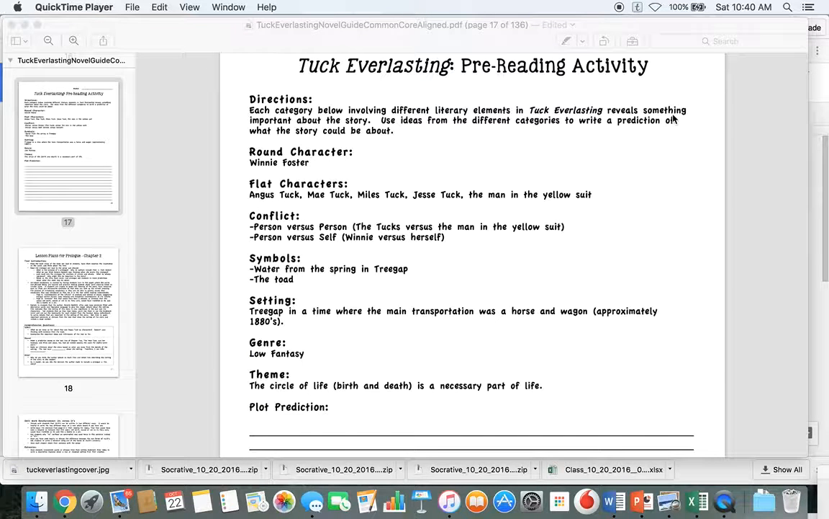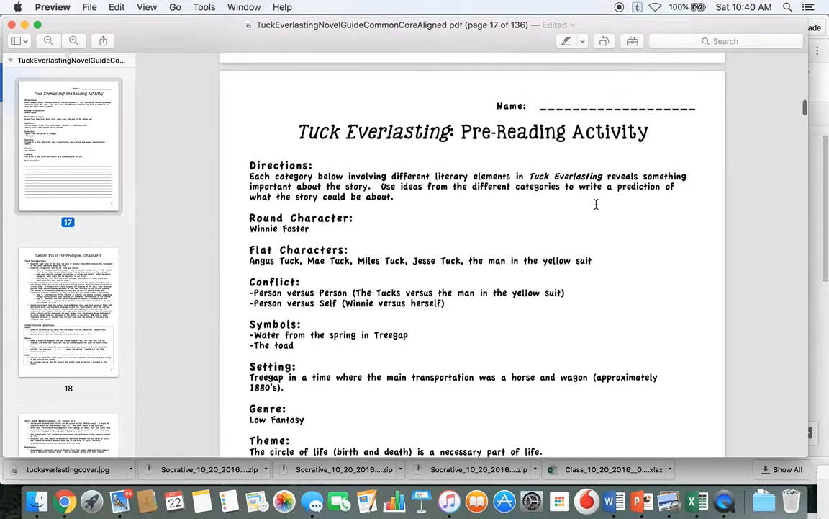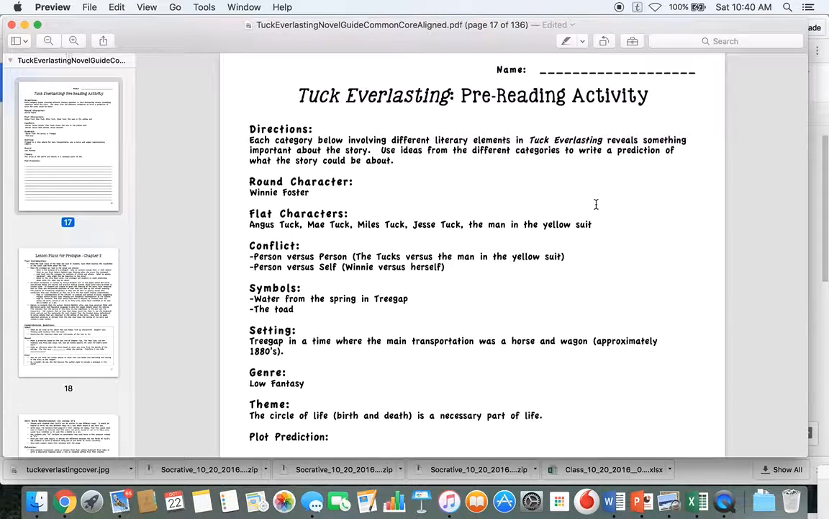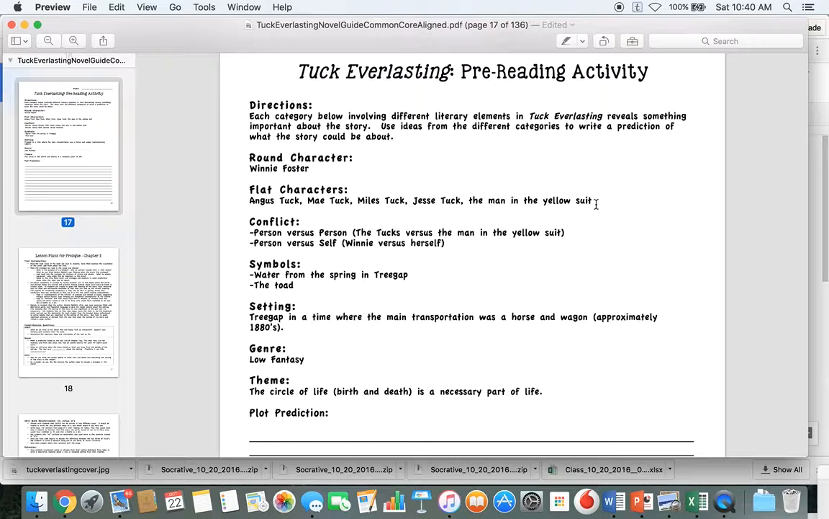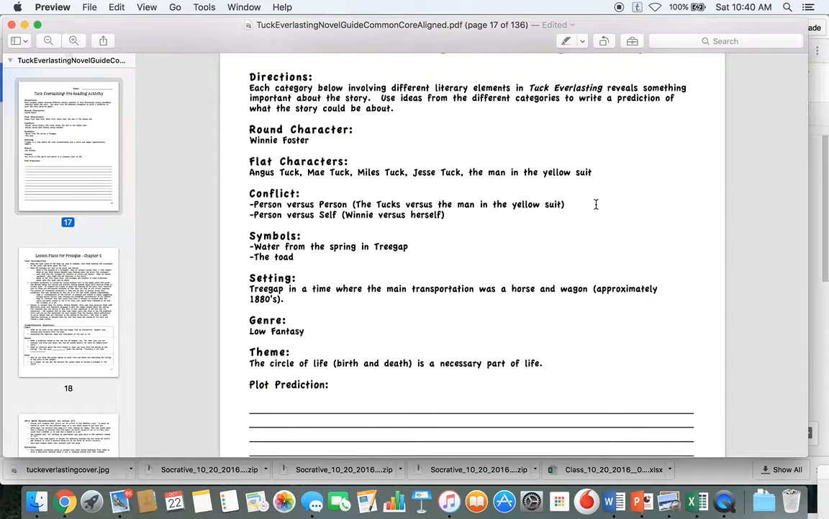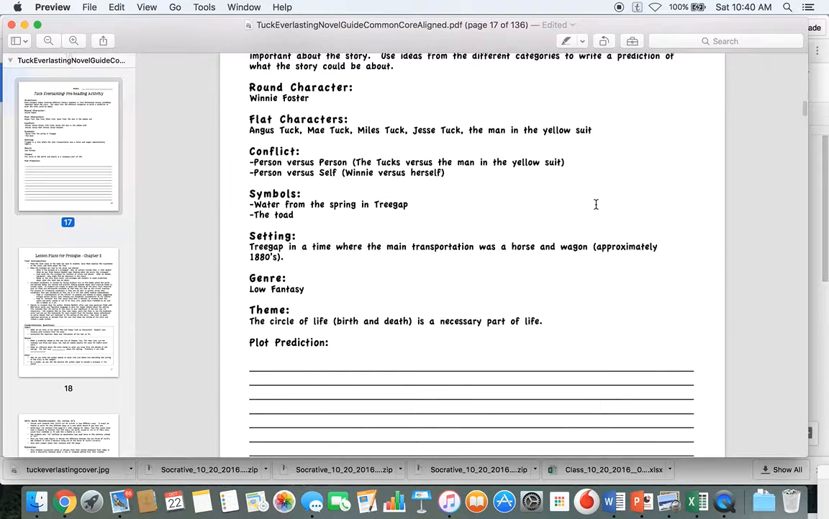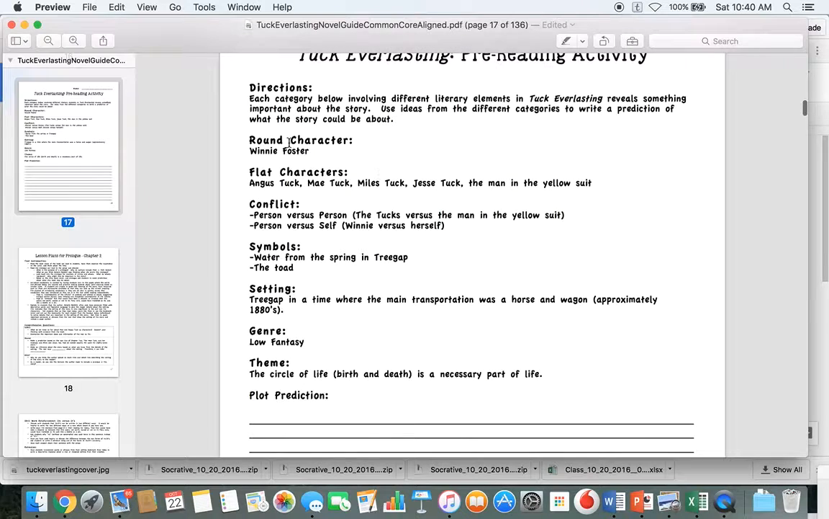The first thing that you're going to see when you look at your novel packet is this pre-reading activity. All this is, is a chance for you to make some predictions about what you think is going to happen in the story. You'll notice that it gives you a few different categories to look at. Most of these categories you already know, but I'm just going to talk about them real quick.